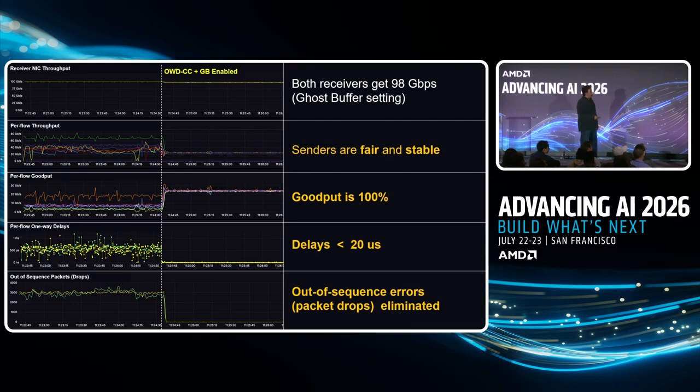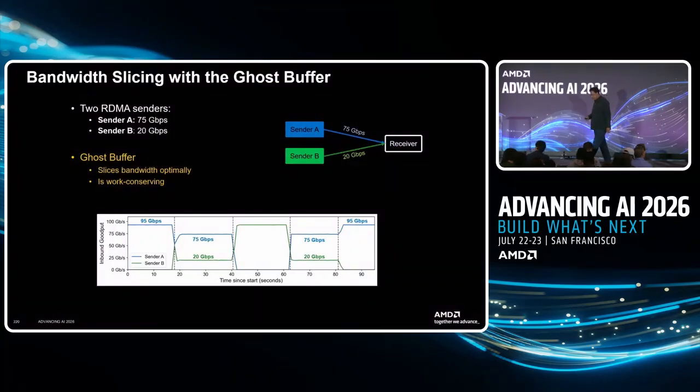Can't even tell. But the fairness is fully achieved. Goodput is 100%, meaning everybody gets 25 gig, blue senders and pink senders alike. And delays are down to steady less than 20 microseconds. This means you can run the network buffers at very low occupancy without underrunning the links. This is the interesting magic that's going on. And the out-of-sequence errors are all gone because no packets are dropped. So this is what you can do with RDMA on a plain TCP Ethernet network.